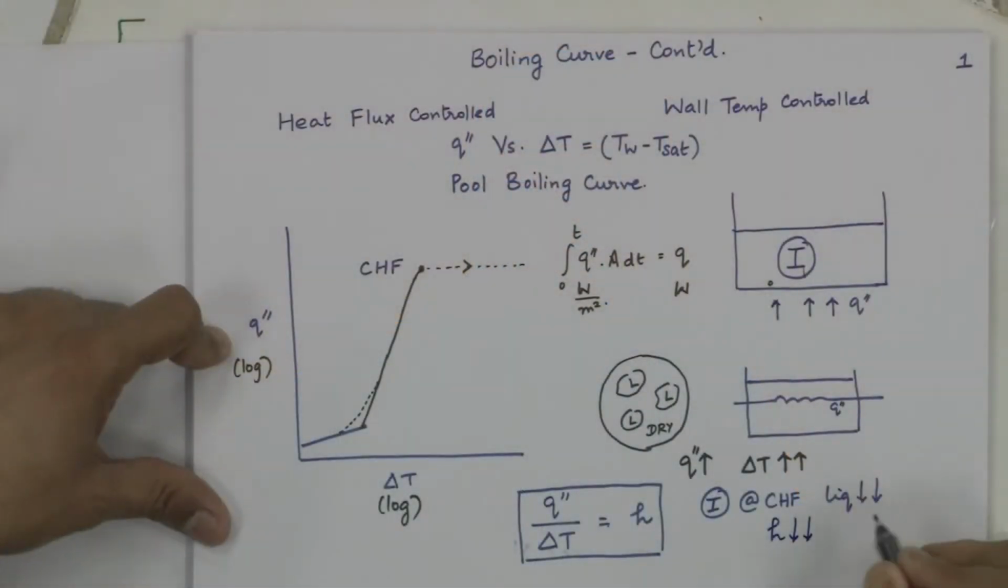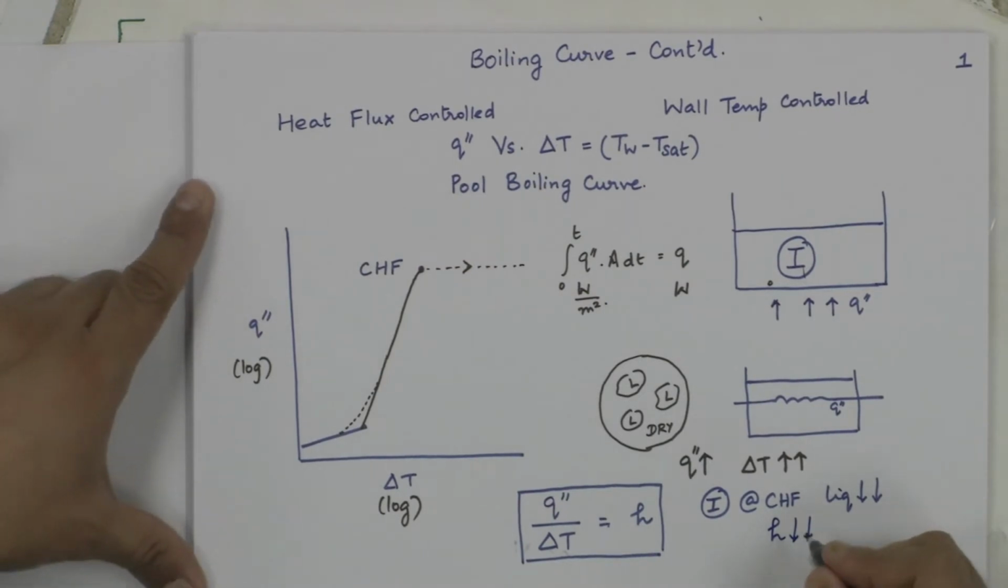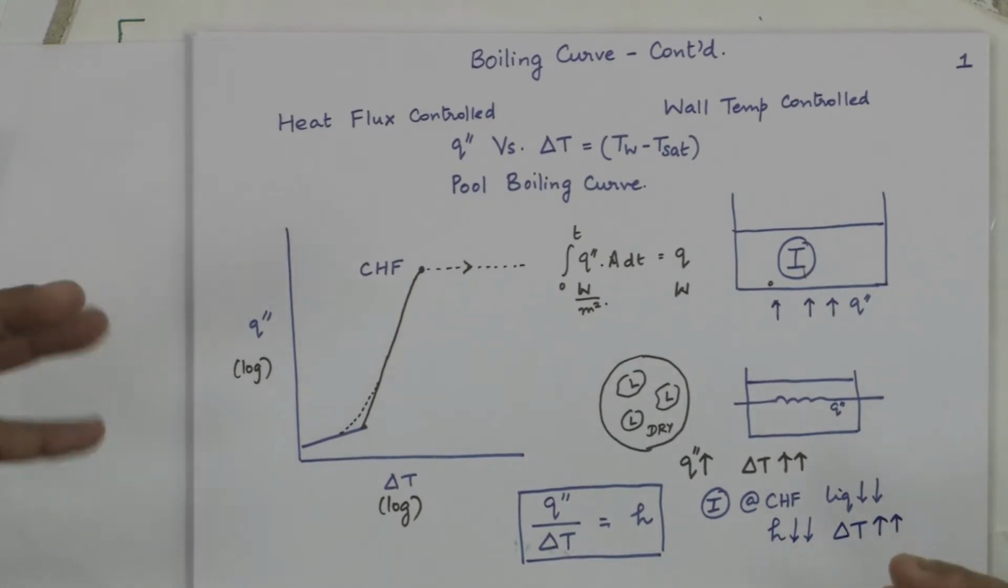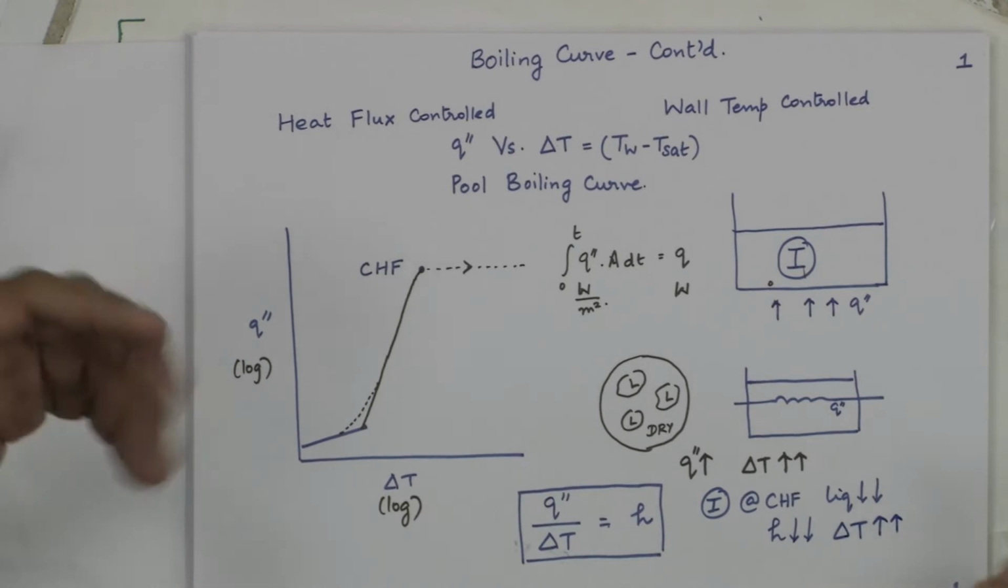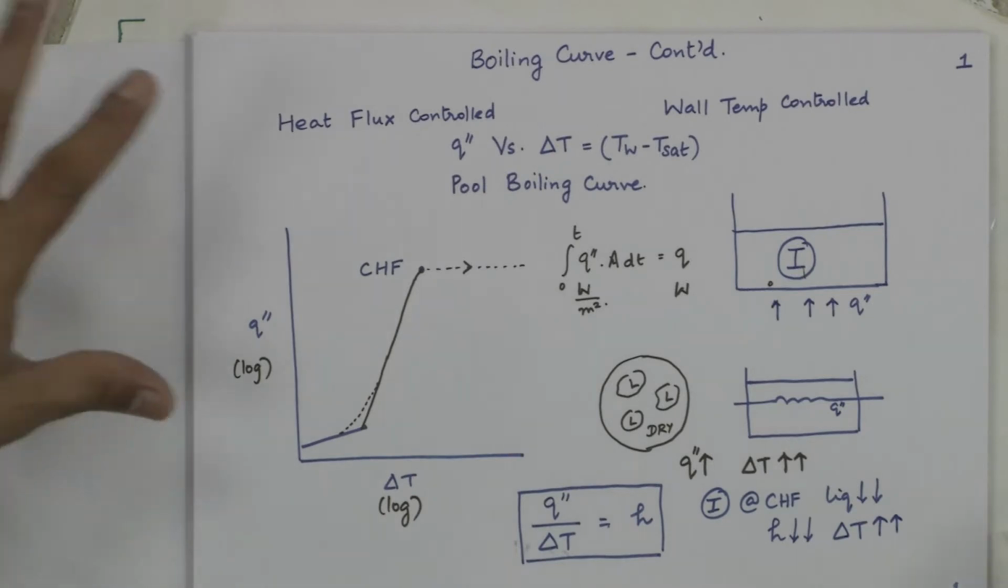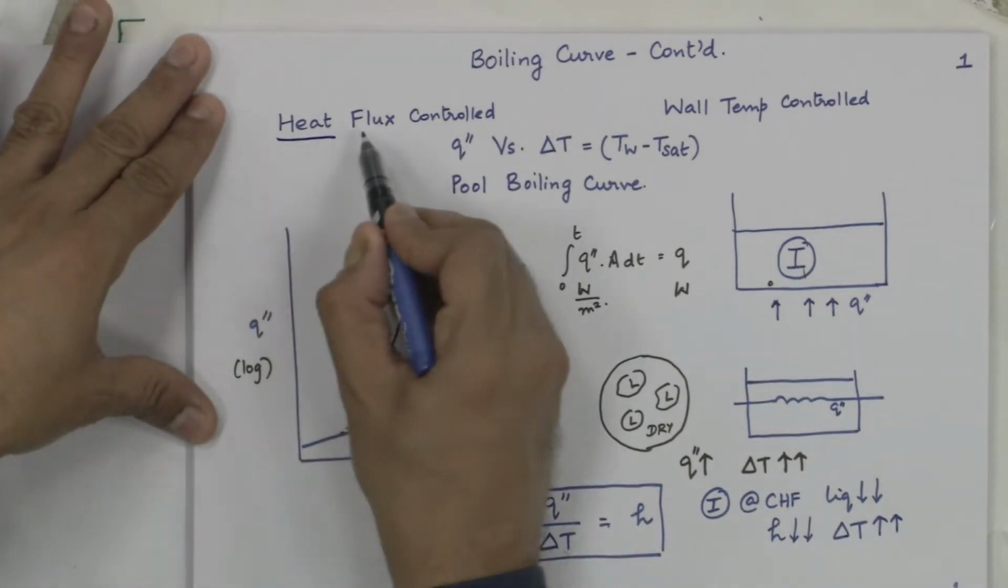What is the cause for it? The sharp decrease in the heat transfer coefficient. h drops significantly because there is no sink to take away the heat, and therefore the manifestation, what is observed, what is seen by you, by the student, is an increase in the wall temperature. Critical heat flux manifests itself as an increase in the wall temperature for heat flux controlled situations.